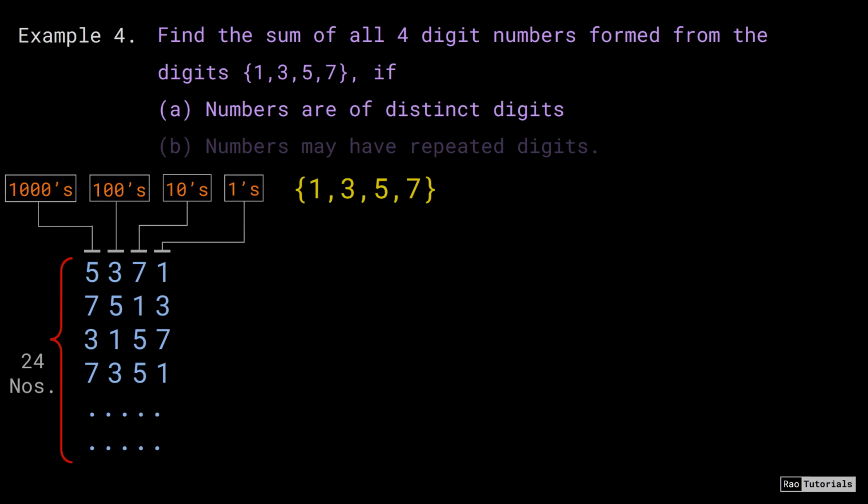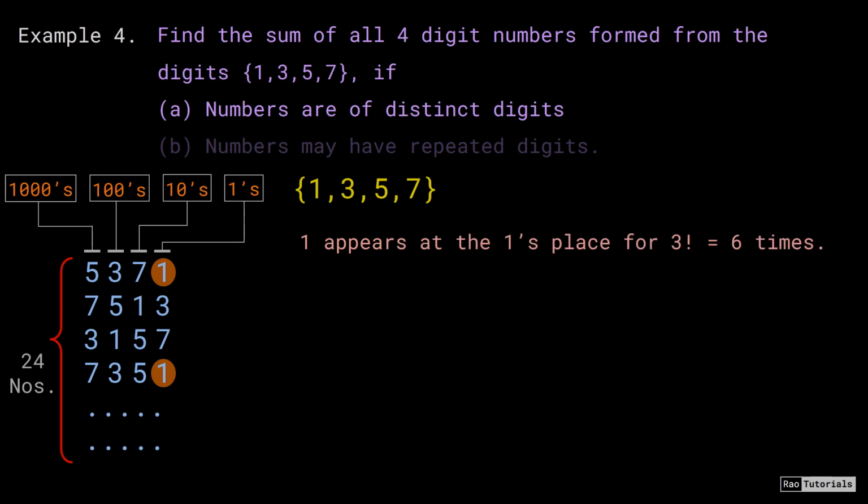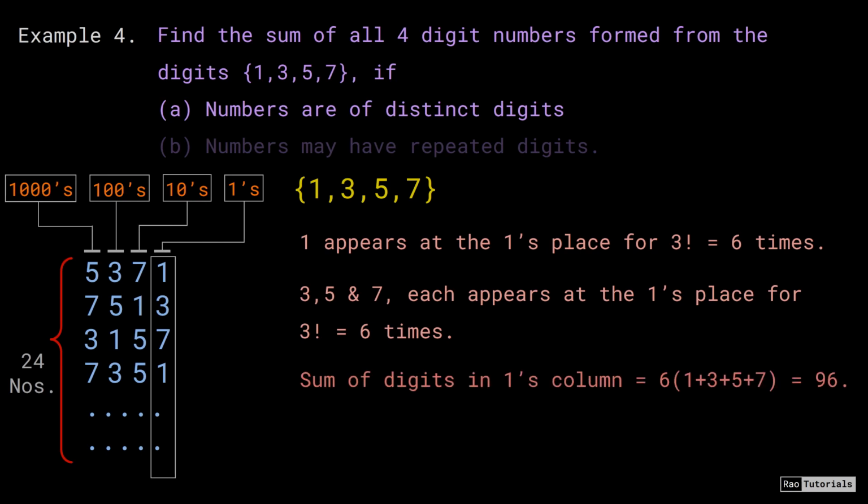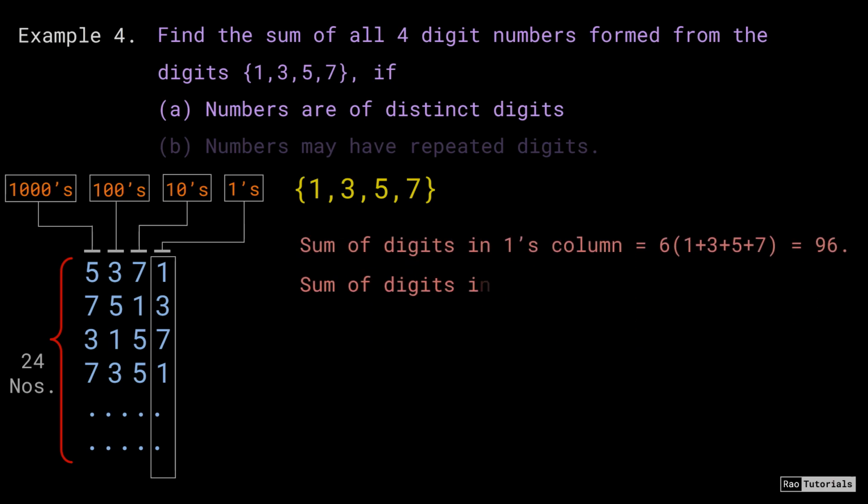In this list of 24 numbers, the number of times that 1 appears at the units place is 3 factorial. Similarly, 3, 5 and 7 each appear 6 times in the units place. So the sum of the digits in the units column is 96. As we have already discussed that every column has the same composition, that is, in every column, the digits 1, 3, 5 and 7 appear 6 times each. So the sum of every column must be 96.